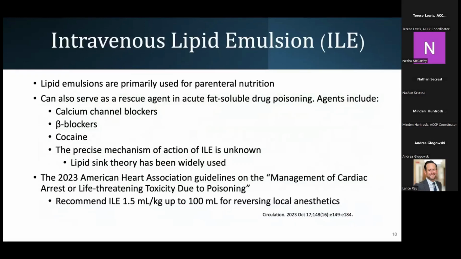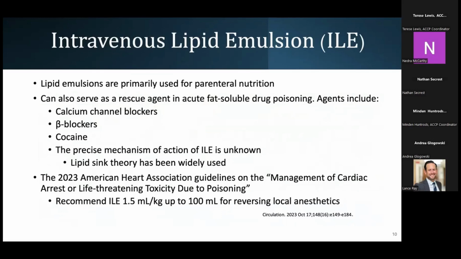So what role does intravenous lipid emulsion play in tramadol overdose? Typically we are accustomed to intravenous lipid emulsions being used primarily in parenteral nutrition to support patients who are malnourished or who require additional support in their nutrition.